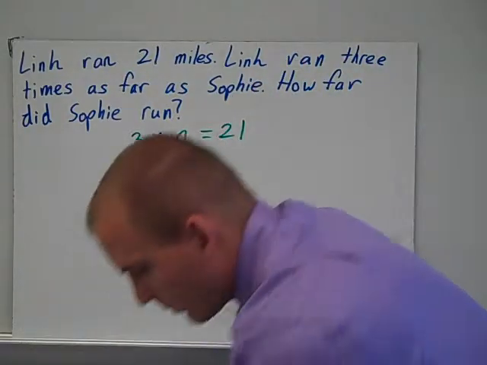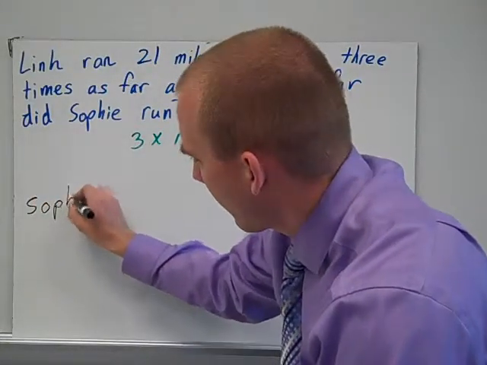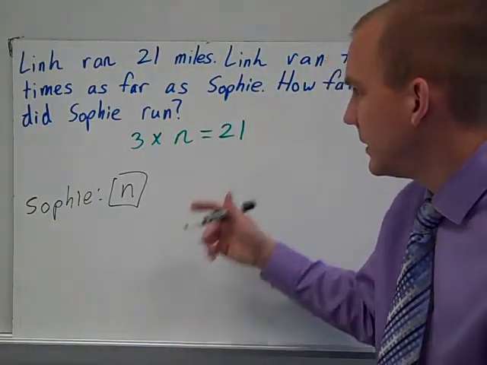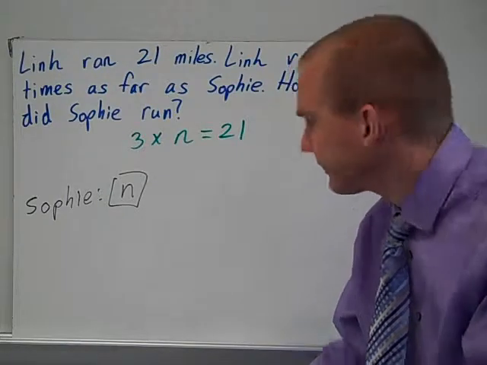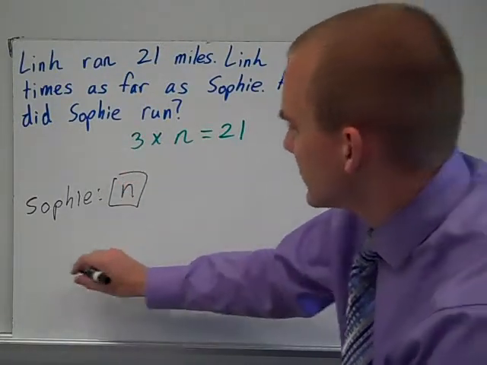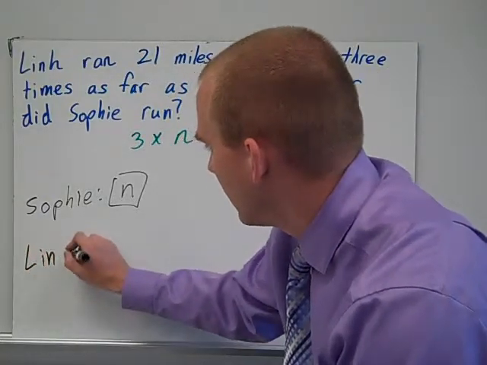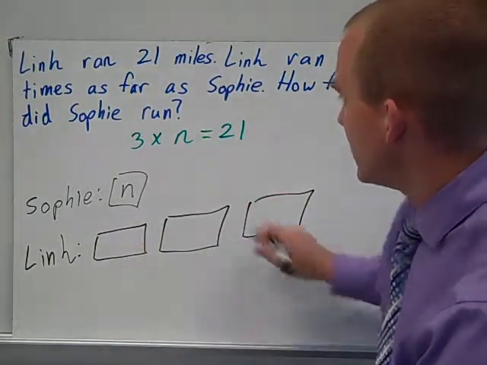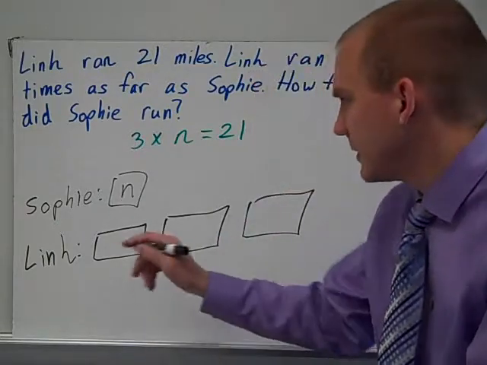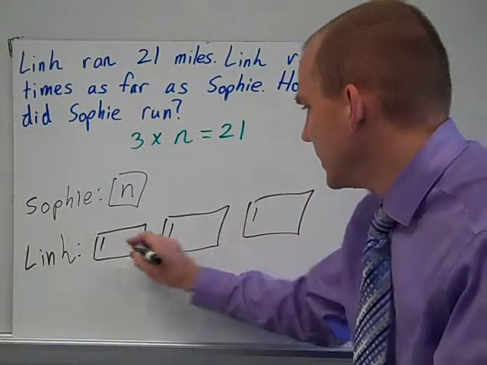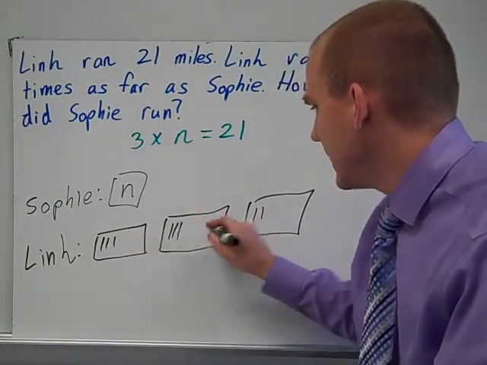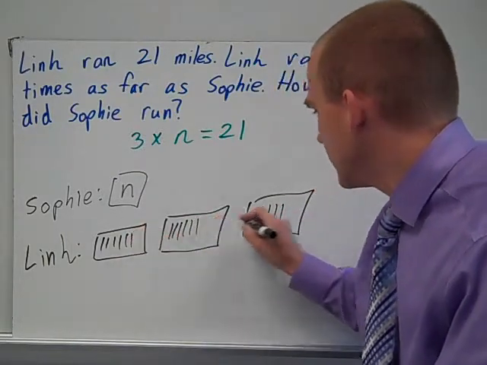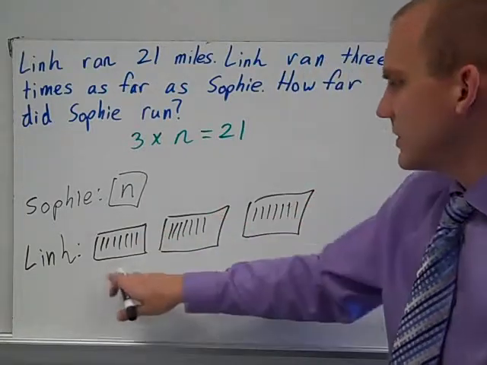Another way to look at this one would be you have Sophie. Sophie did n. All right. Well, Lynn did 21. And that's 3 times as far. So what I would do is I would write Lynn. And I know Lynn did n, but then she did n again and n again. So 3 times. And I have 21 miles total, so I can kind of split them up. 1, 2, 3, 4, 5, ... 20, 21. So I have these 3 equal sections.